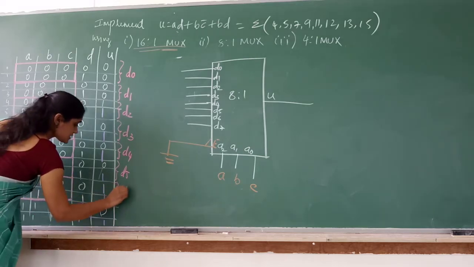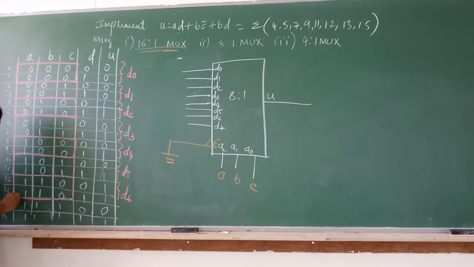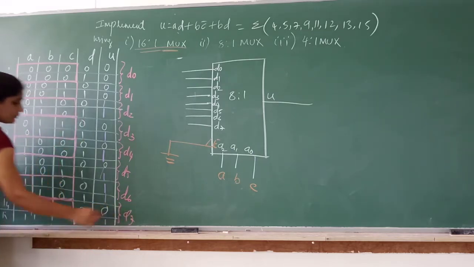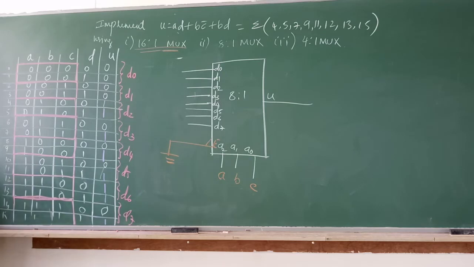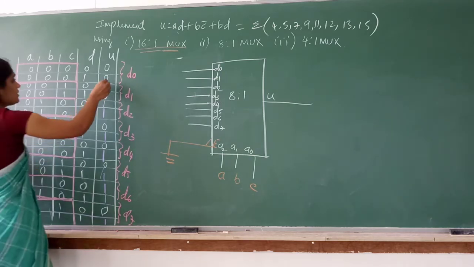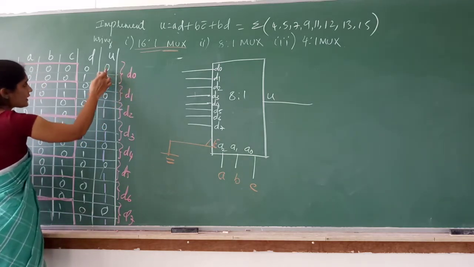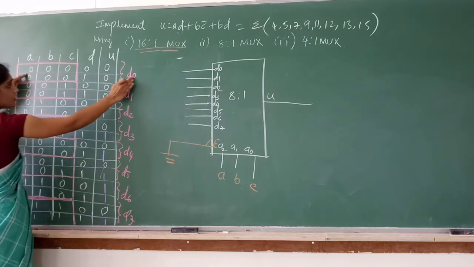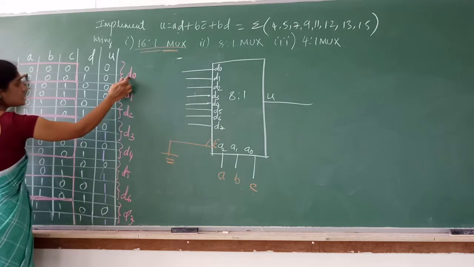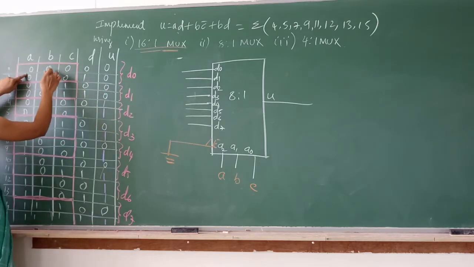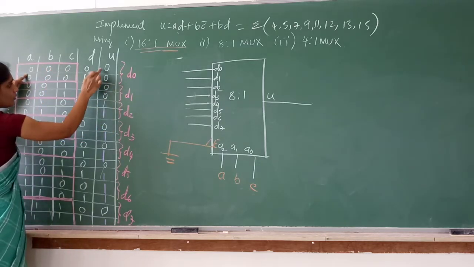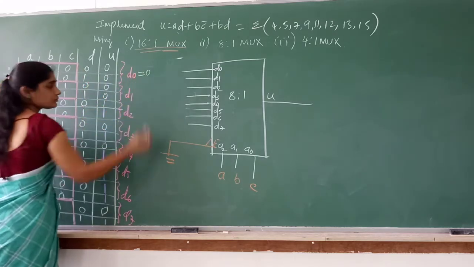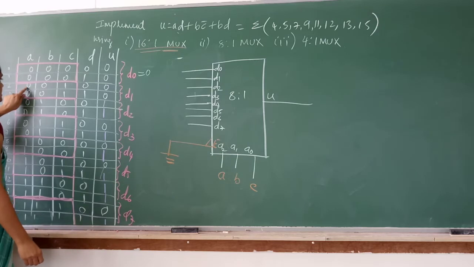So D6, and finally when ABC are 1, 1, 1, the output D7 will be connected. Correct? So now compare. What is D naught? Look at the output variable only for these two combinations, because when ABC is 0, 0, 0, D naught will be connected to the output. So you just have to concentrate on these two combinations. What is the output for both combinations? 0. So what is D naught? 0. Correct. Next 0, 0, 1.